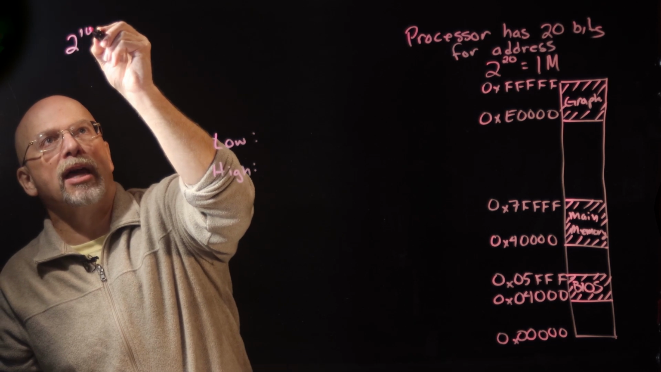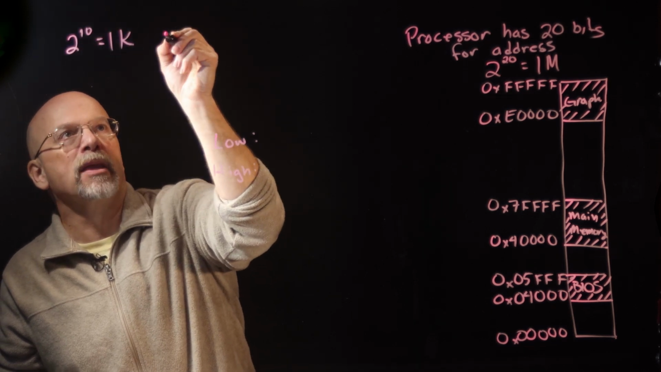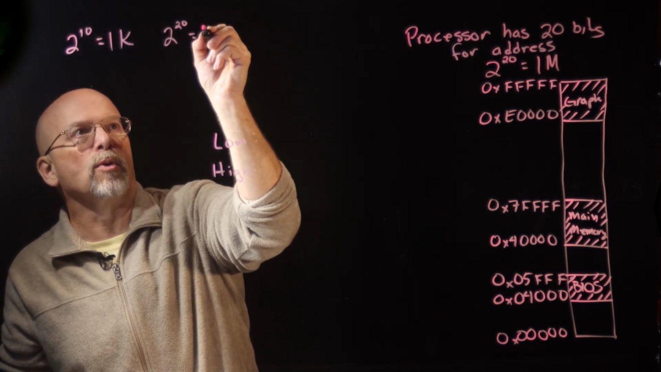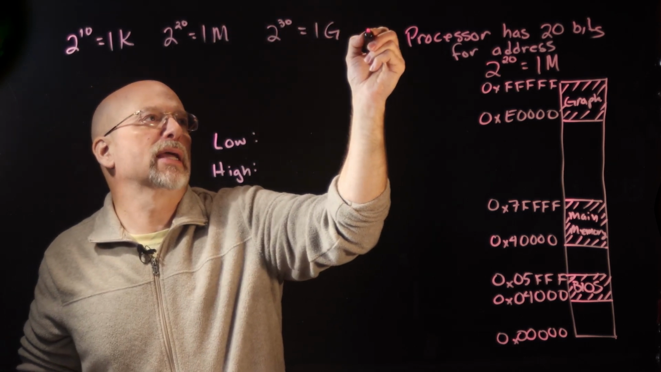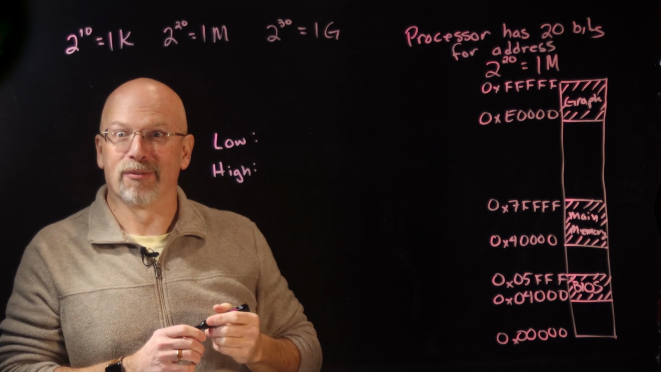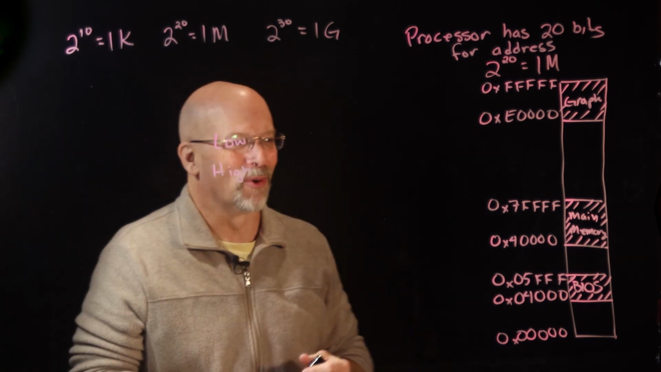2 to the 10th is equal to 1K. 2 to the 20th is equal to 1 meg. And 2 to the 30th is equal to 1 gig. And, well, it goes up from there. But that's about all I've got room for right now.